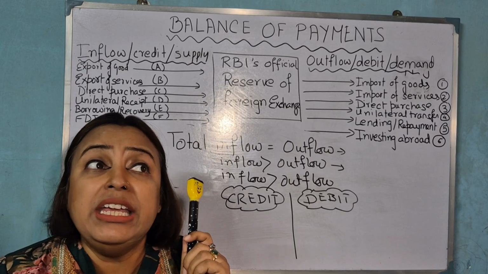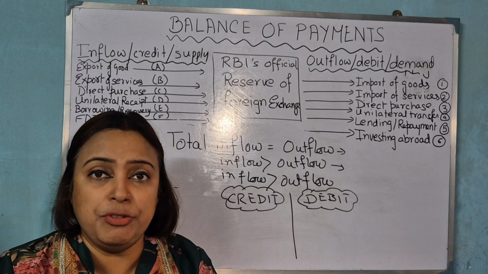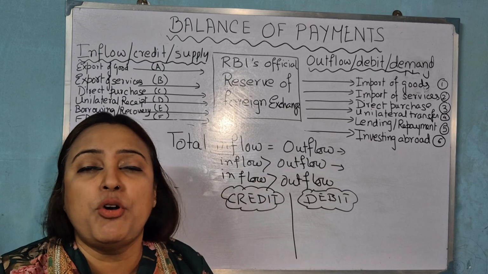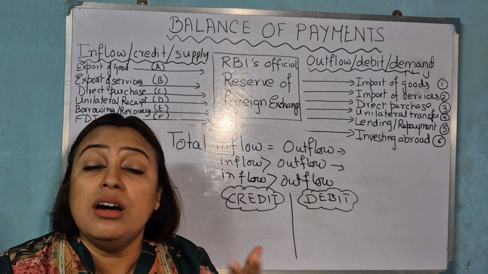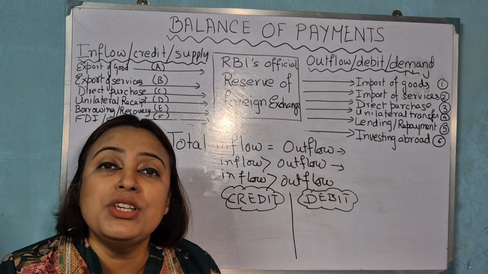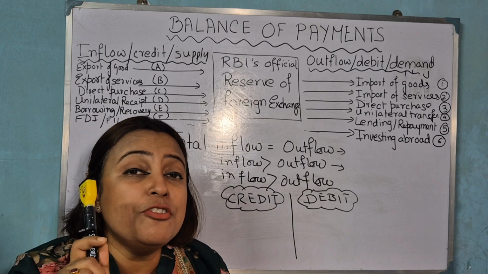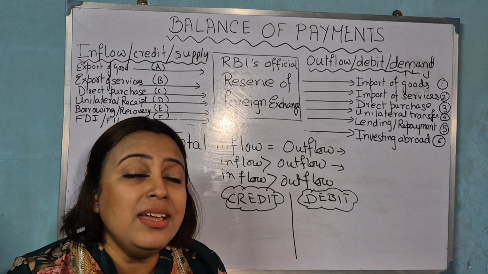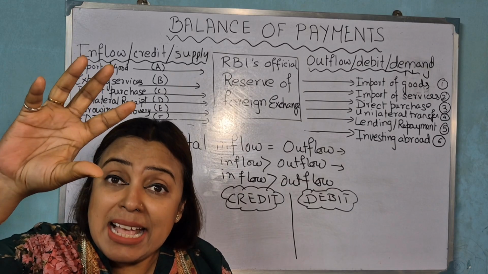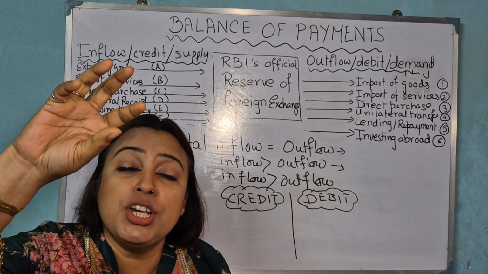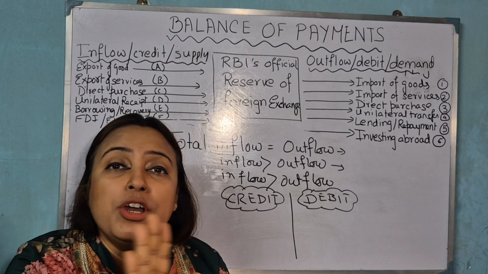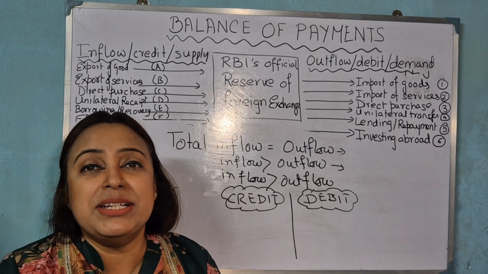On the contrary, if the inflow of foreign exchange is less than the outflow, that means the outflow of foreign exchange is greater, so expenditure of foreign currency is more, and that much inflow, earning or credit is not happening. So what is it? A deficit balance of payment situation. And in this deficit balance of payment situation, what does RBI do? RBI simply takes the foreign exchange from the official reserve account and puts it in the balance of payment account in order to balance the credit and the debit side.